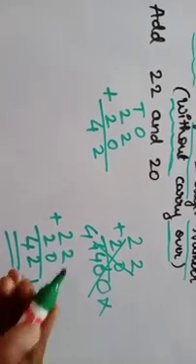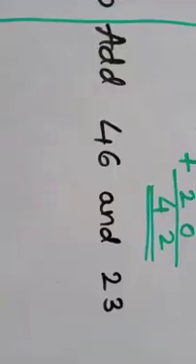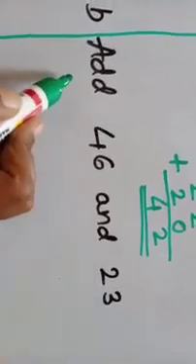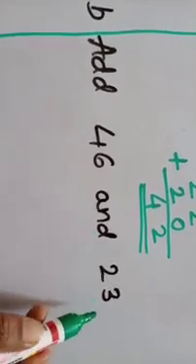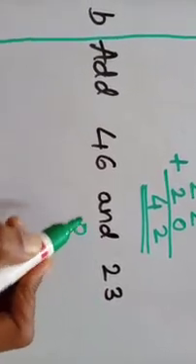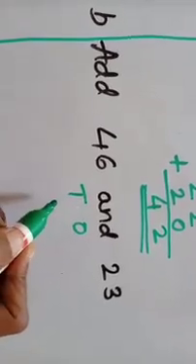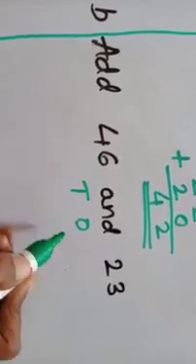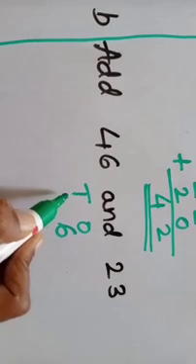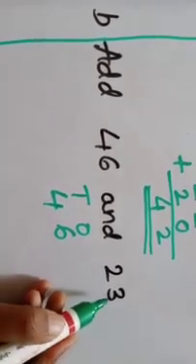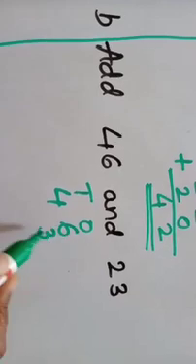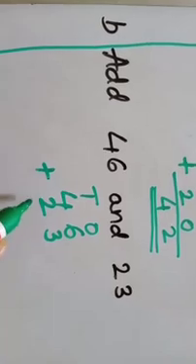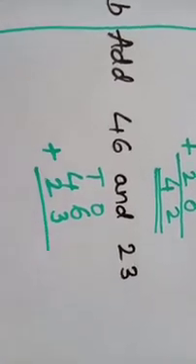Okay, let's move to the next one. The next example is add 46 and 23. What do we have to do first? Ones and tens we have to write. What is the first number, children? 46. So 6 is at ones place, 4 is at tens place. And here 3 is at ones place and 2 is at tens place. And put the symbol of plus and start to add the numbers.